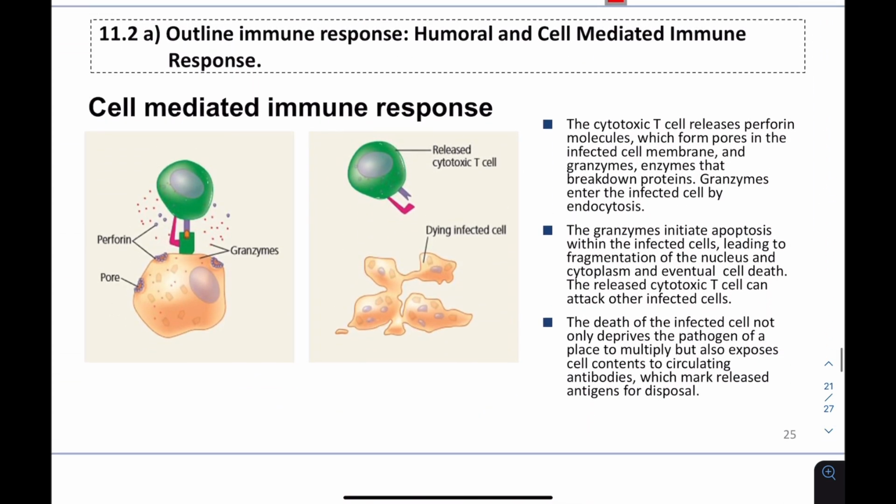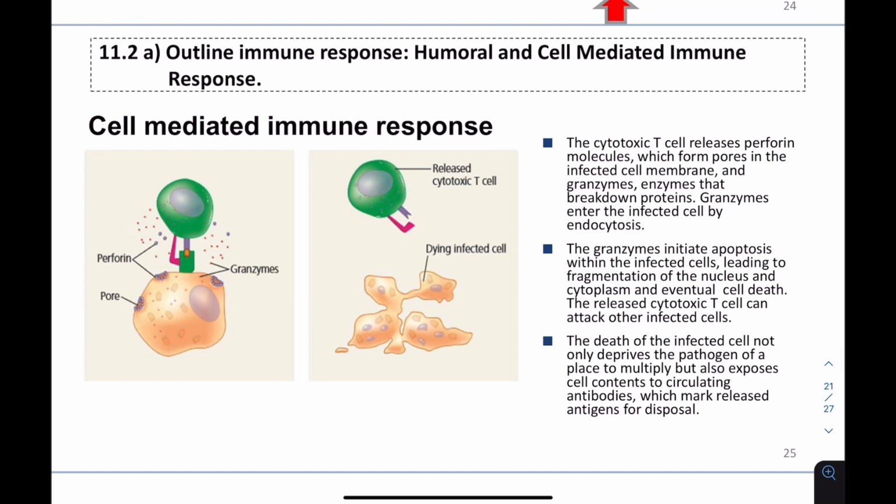Okay, after the activated cytotoxic T cell bind, it will release perforin, which will form pores in the infected cell, and also release granzyme, which is an enzyme that break down protein. This granzyme will initiate apoptosis, which is programmed cell death. So basically, bila activated cytotoxic T cell ini bind to infected cell, what happen is they release perforin and granzyme, and this will cause the infected cell to die. Okay, jadi mati, jadi rosak lah.